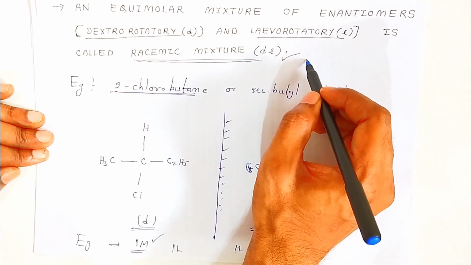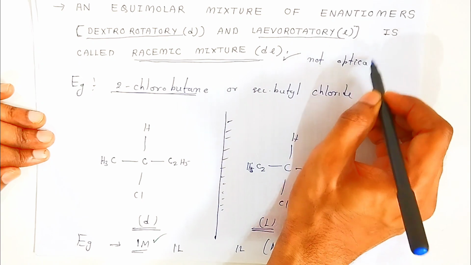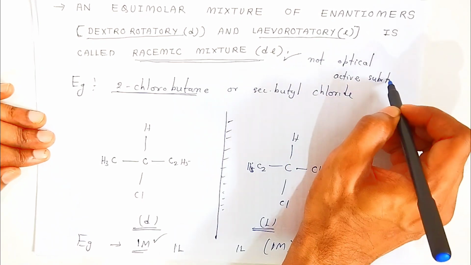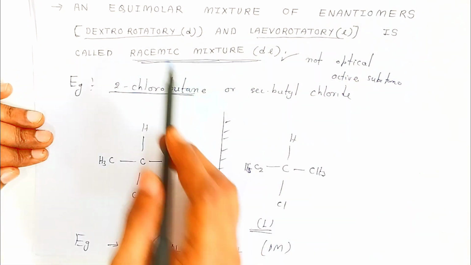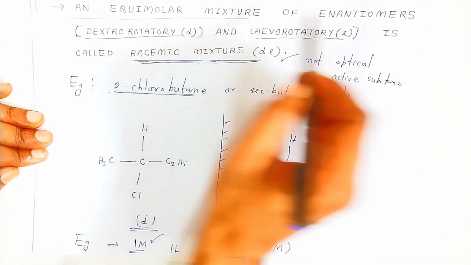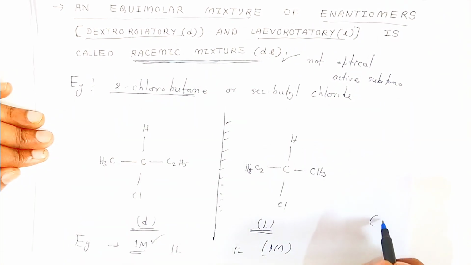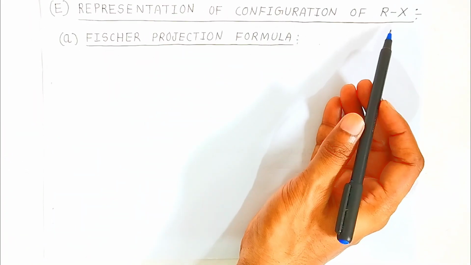This racemic mixture is non-optic. It is not optically active. The equimolar mixture of enantiomers, dextro and laevo, is called a racemic mixture. What is the racemic mixture students? Equimolar mixture of enantiomers. We call it DL. So after mixing, we call it a DL mixture. So DL mixture is a racemic mixture.